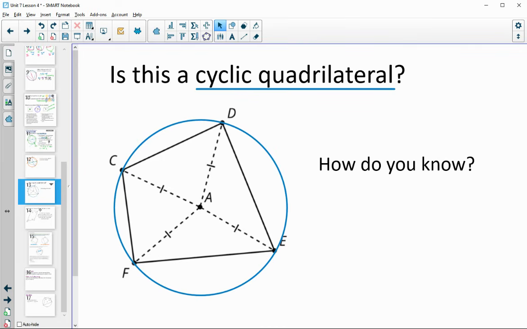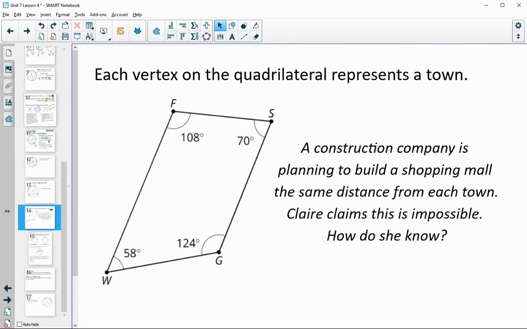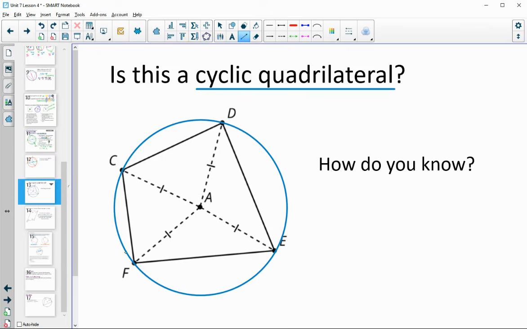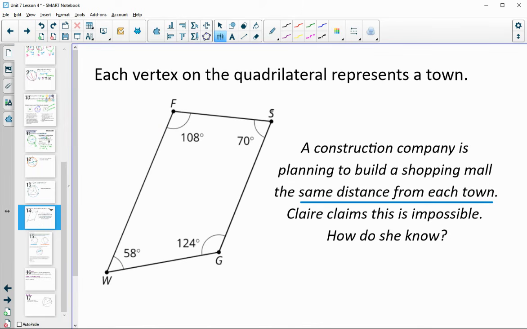Keeping this idea in mind, we're given this quadrilateral here, where each vertex of the quadrilateral represents a town, and there's a construction company planning to build a shopping mall that's the same distance from each town. Claire claims this is impossible. How does she know? If these 4 towns are the same distance from a point, what we're looking for is this A, the same distance from each of the 4 points. This would have to be a cyclic quadrilateral.